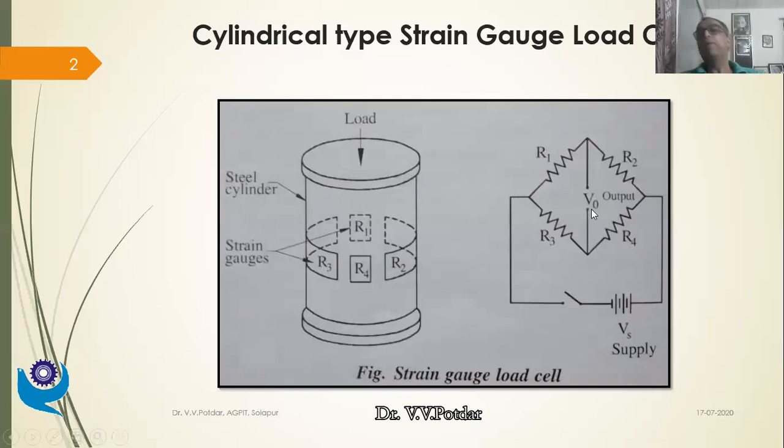Now, if you go back to the last lecture, we had written equation for this. Now this is a 4-arm active bridge or full bridge. Why do we call it a 4-arm bridge or full bridge? Because all the resistances are replaced by strain gauges. So R1, R2, R3 and R4 are all strain gauges. So this is a 4-arm bridge.